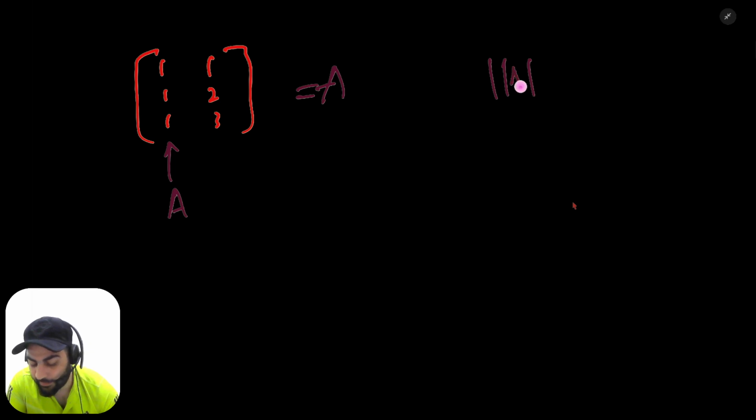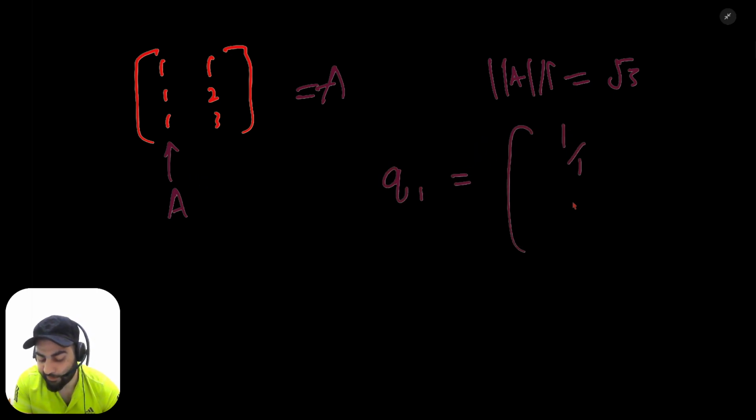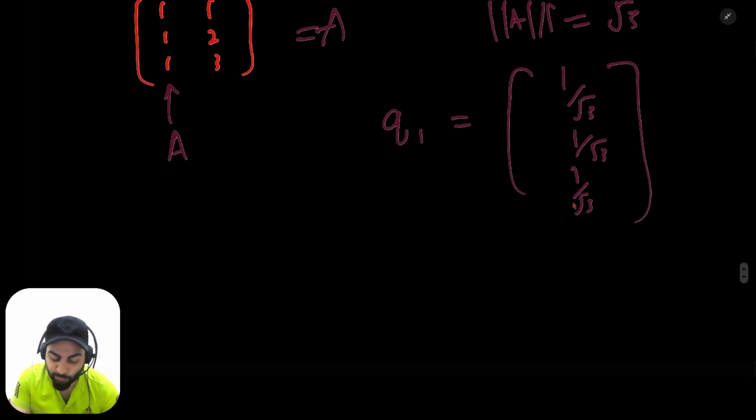As you clearly see, let's suppose this is A, and this is not orthonormal. In order to make this orthonormal, this is our A directly, and we have to find the norm of A. That is root 3, and you will get this A. Now this Q1 is equal to 1 divided by root 3, 1 divided by root 3, 1 divided by root 3. That's Q1.